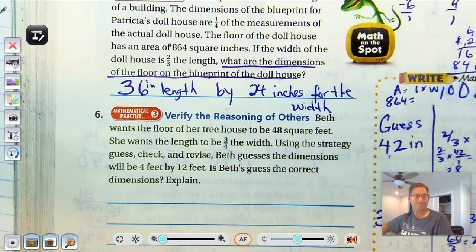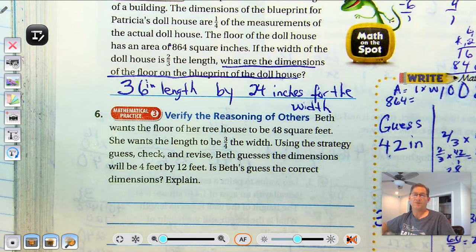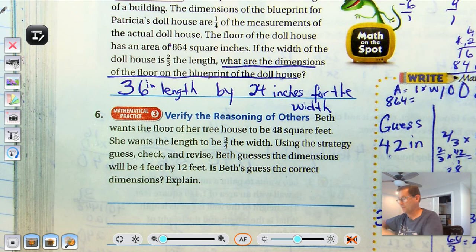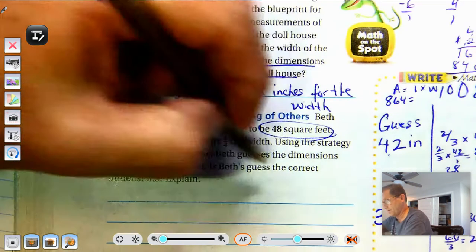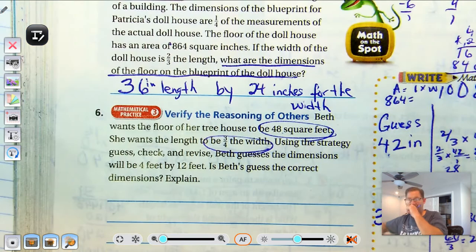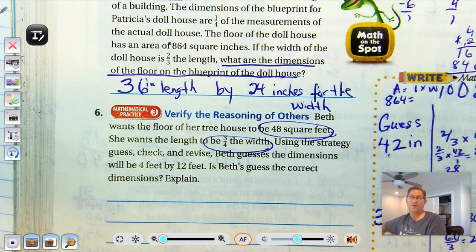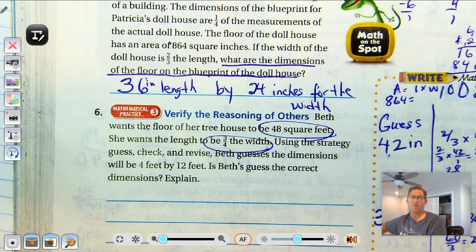All right, number 6. Beth wants the floor of her treehouse to be 48 square feet. She wants the length to be 3/4 the width. The length has to be 3/4 the width. Use the strategy, guess, check, and revise. Using the strategy, Beth guesses the dimensions will be 4 feet by 12 feet. Is Beth's guess correct?